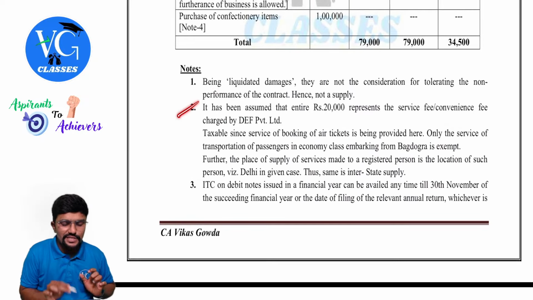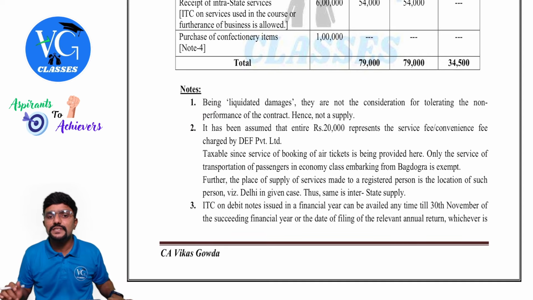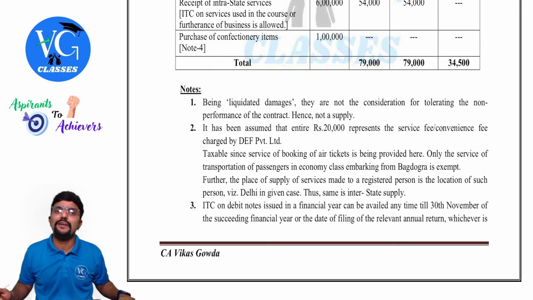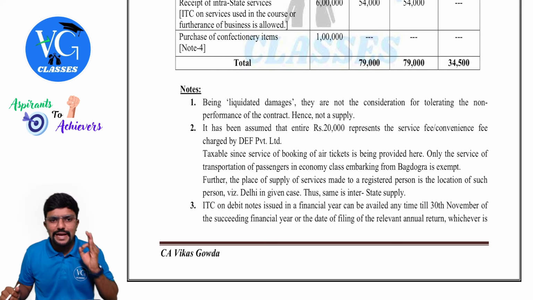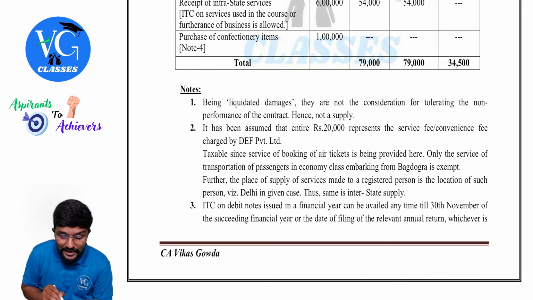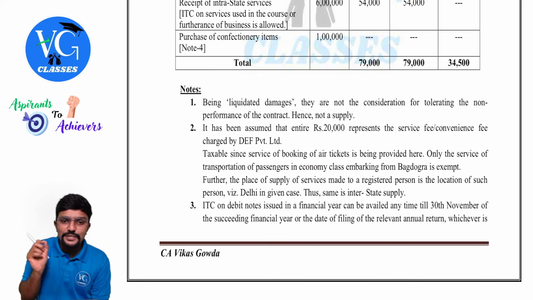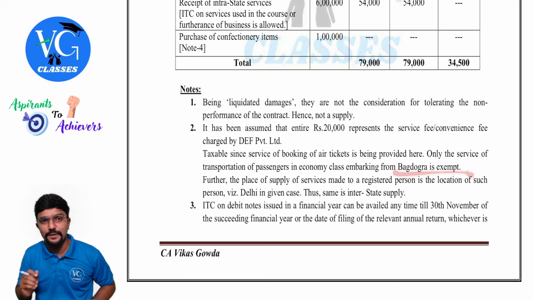Please observe. Interesting thing, guys. It has been assumed that the entire 20,000 represents the service fee or conveyance fee charged by DEF Private Limited. They are acting as an authorized dealer there. Taxable since service of booking of air tickets is booking service. They are providing booking service of air tickets here. Only the service of transportation of passenger in the economic class embarking from Bagdogra is exempt.